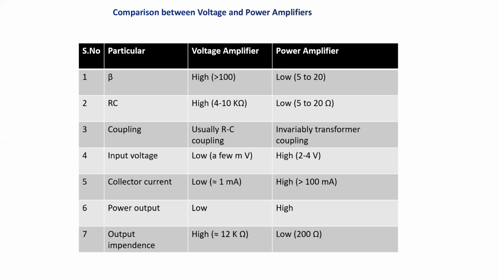and the output impedance for a voltage amplifier is high, in terms of kilo ohms, whereas in a power amplifier the output impedance is very low. It is in the range of 200 ohms.